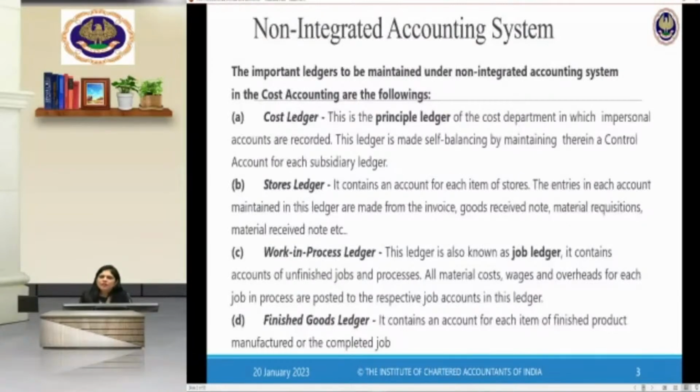So the non-integrated system. We basically maintain the ledgers under non-integrated. We are starting with non-integrated. That means cost and financial records separately. We maintain ledgers. Under ledgers, we maintain different sorts of accounts. So the cost ledger, then the stores ledger, then the WIP ledger, then the finished goods ledger. So we make the ledger, and under the ledger, we make a lot of accounts.